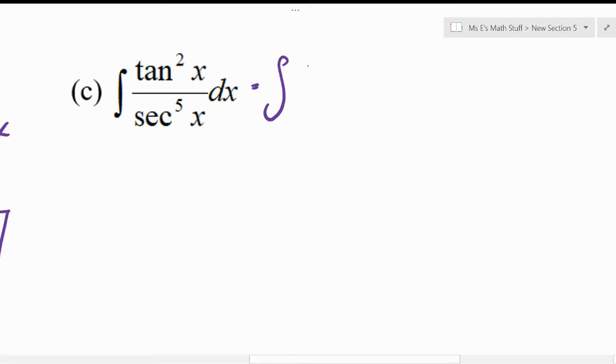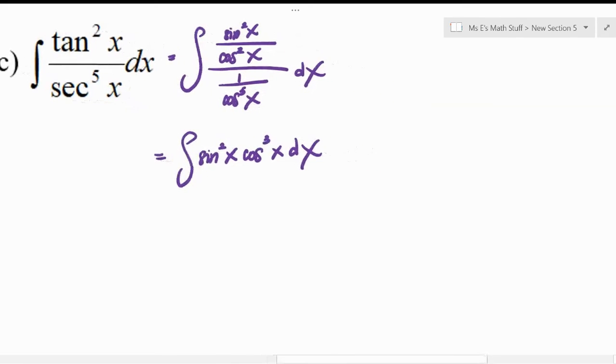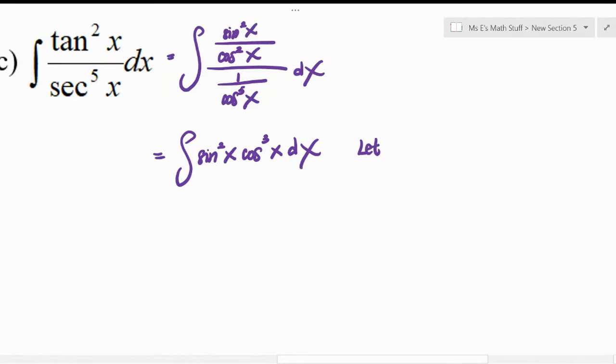So let's see, tangent squared would be sine squared over cosine squared. Secant to the fifth is 1 over cosine to the fifth x. Okay, flip, multiply, cancel. So the cosine squareds would cancel after you flip and multiply. And so you'd end up with sine squared x times cosine cubed x dx. There we go. All right, from here, you could let u equal sine or cosine. I think we'll have more luck with letting u equal cosine.